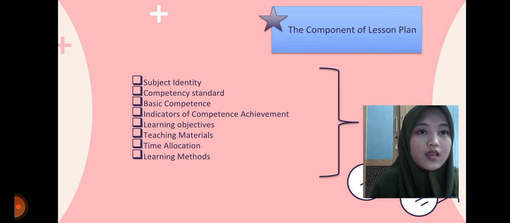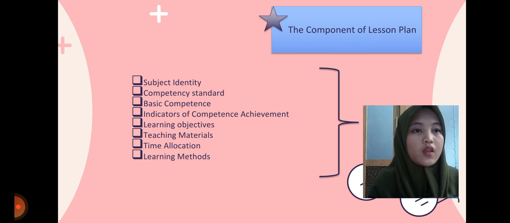And then basic competence: a number of abilities that must be mastered by students in certain subjects as a reference for the preparation of competency indicators in a lesson. And then indicators of competence achievement: the behavior that can be measured or observed to show the achievement of certain basic competencies that become the reference of assessing subjects.